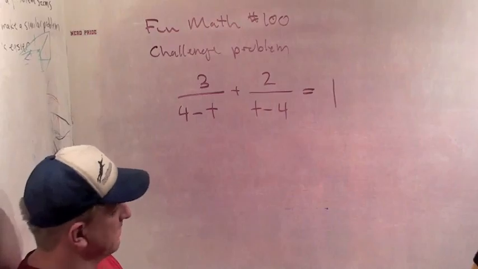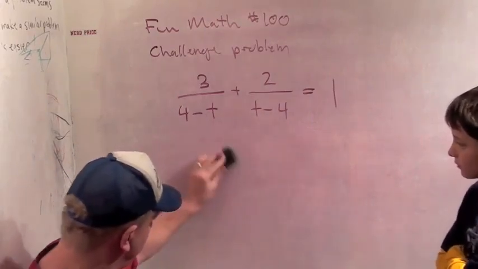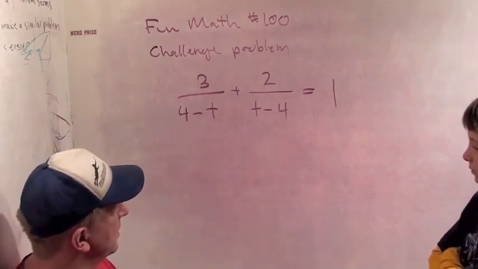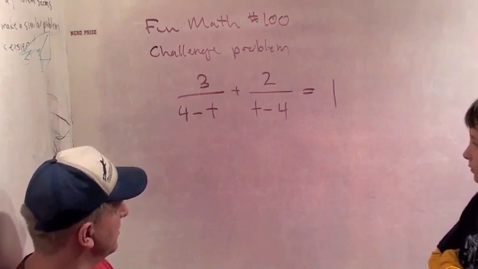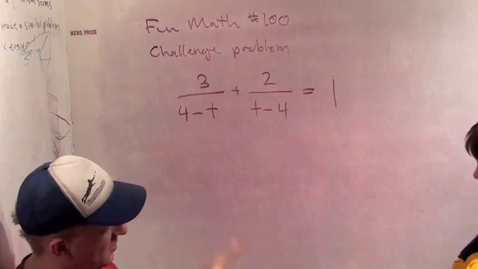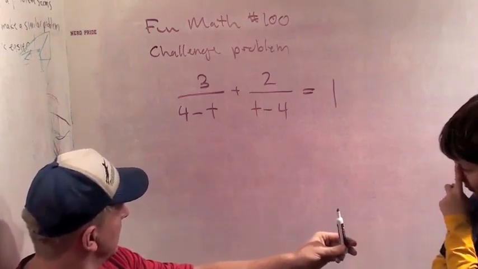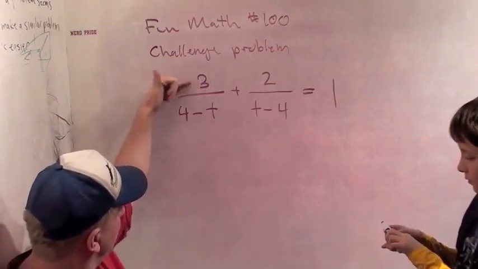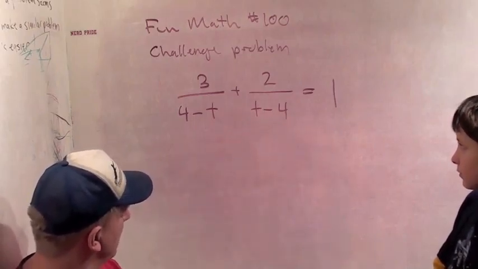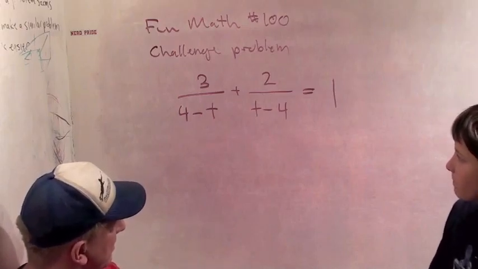It's pretty cool. So we've made it through chapter 3 of Art of Problem Solving's Algebra book, and today we were just looking at some of the challenge problems, and there was a challenge problem like this, and we didn't do it. So this is totally new. You've not seen something like this before. Here, take the marker. So we have 3 over 4 minus t plus 2 over t minus 4 equals 1. And we're going to try to solve this. How do you think we should solve this?